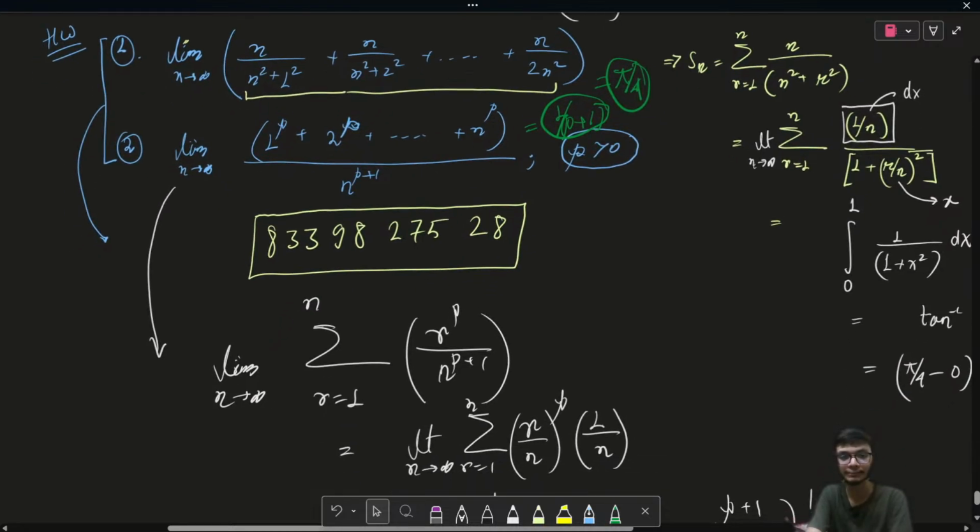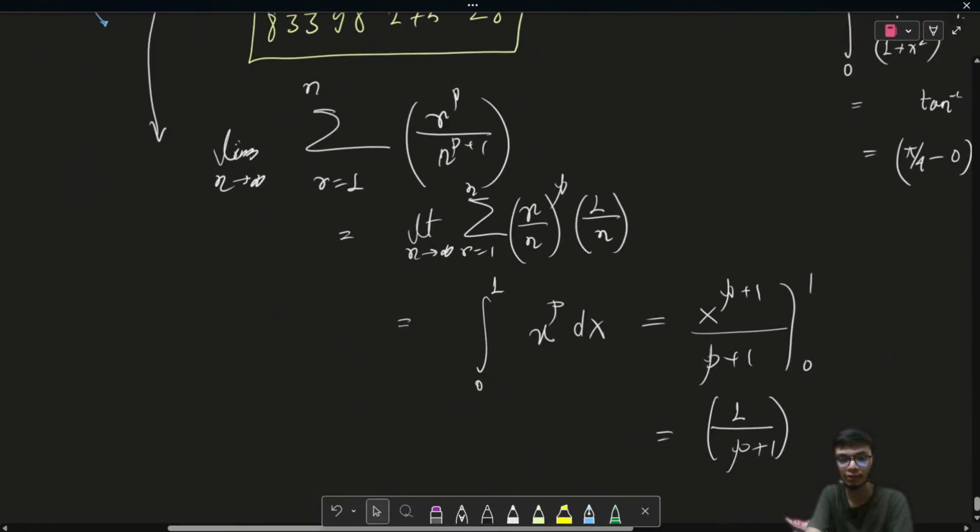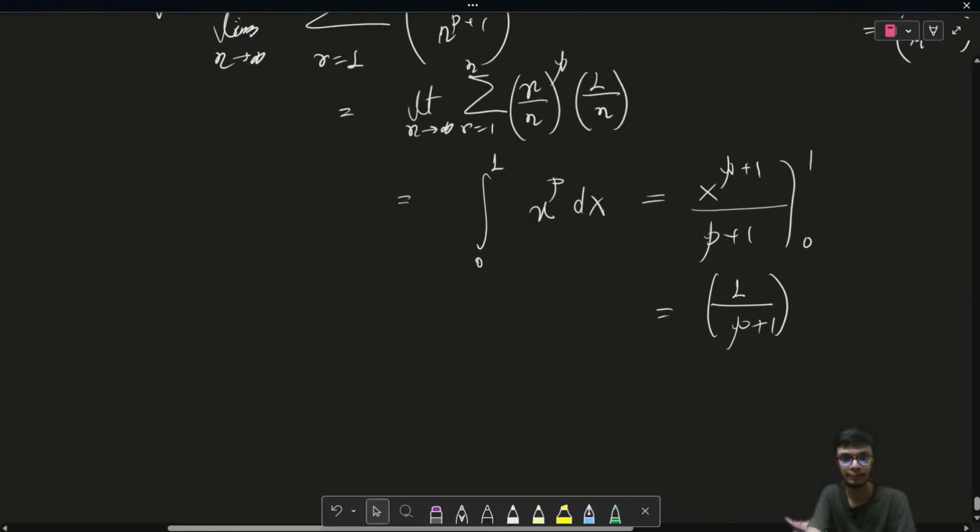I hope this is clear. Is this clear to all of you? Please let me know, is this clear or not? I hope this is clear, right?